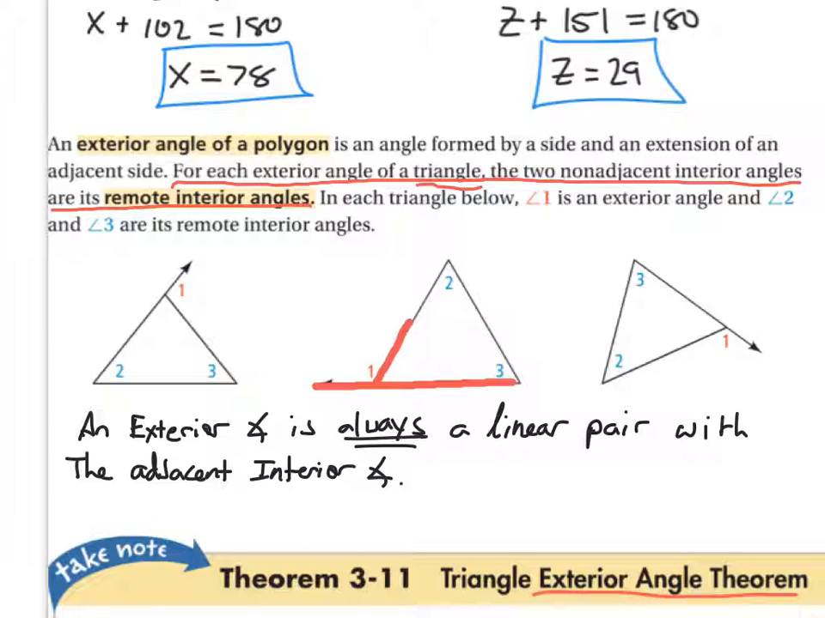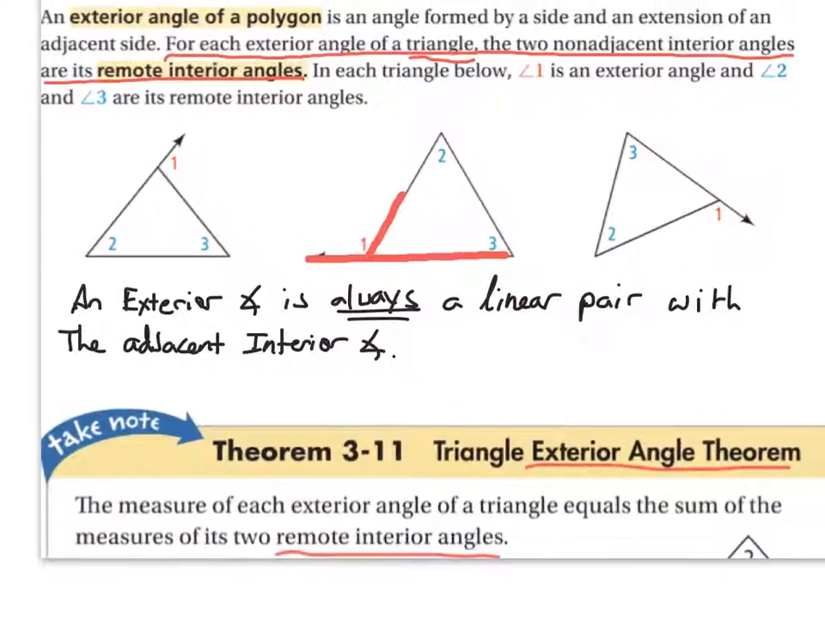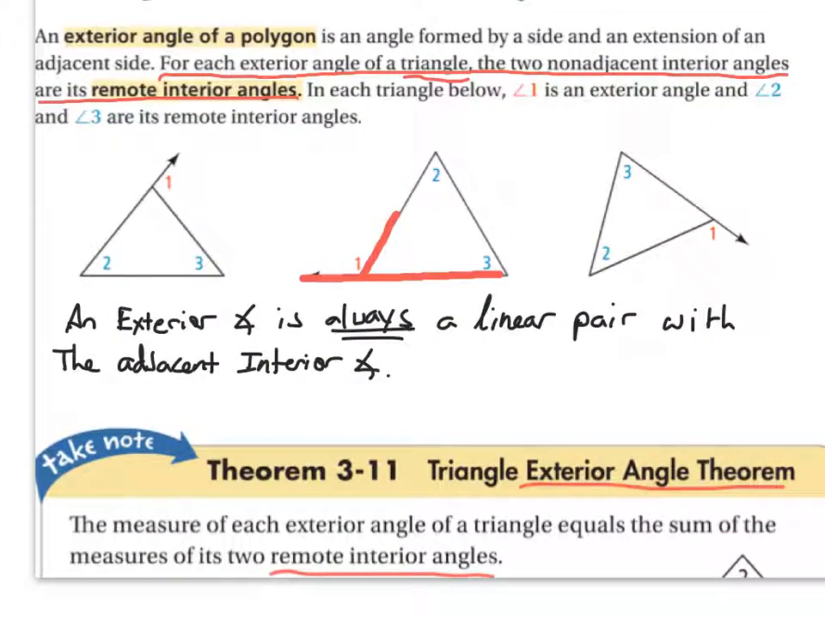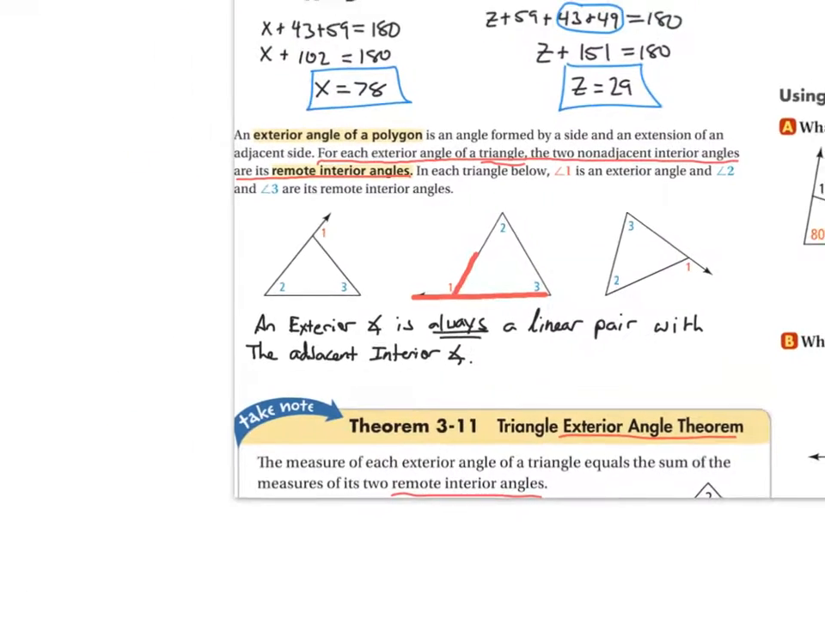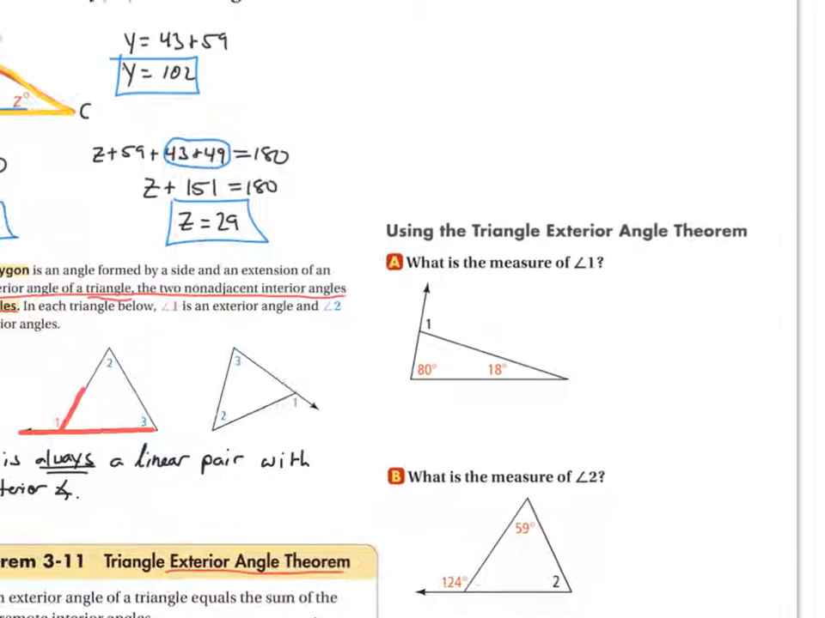And that then brings us to what we talked about briefly yesterday, which was the triangle exterior angles theorem, that the measure of each exterior angle of a triangle is equal to the sum of the measures of its two remote interior angles. Questions on the vocab on that? No? Then let's take a look at a couple of examples. Here they are.